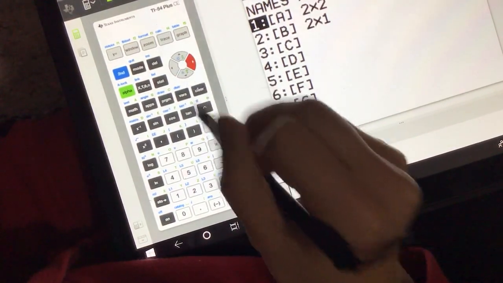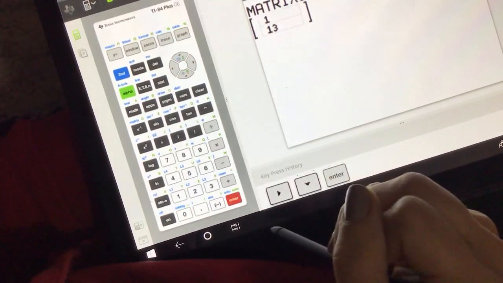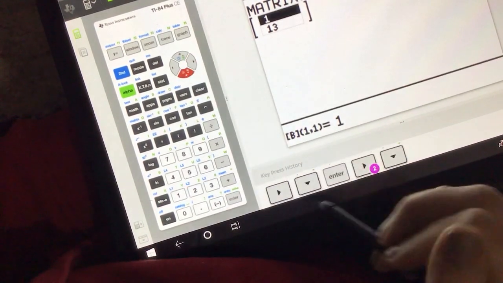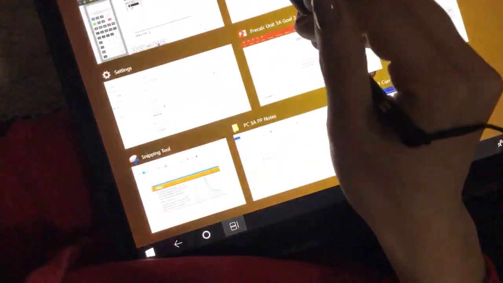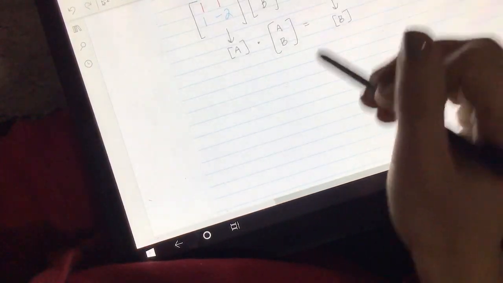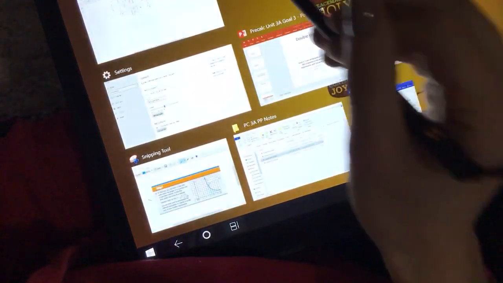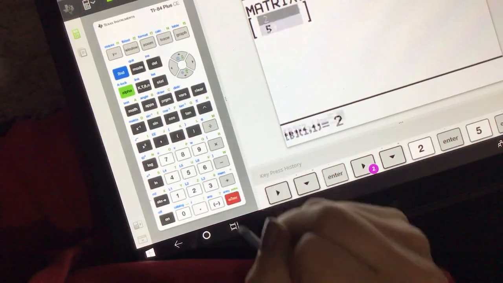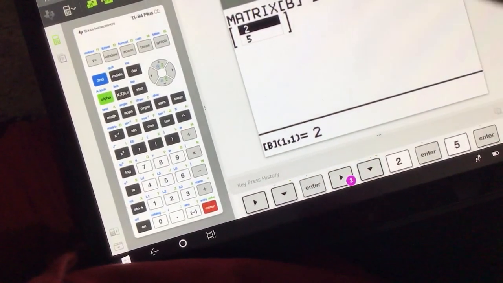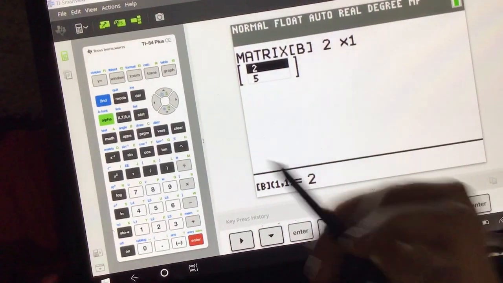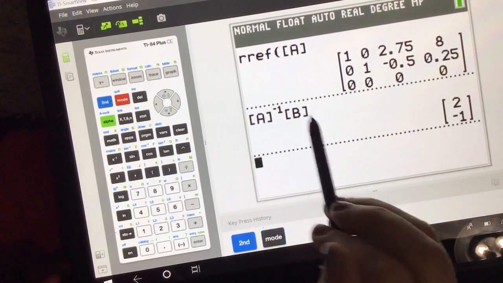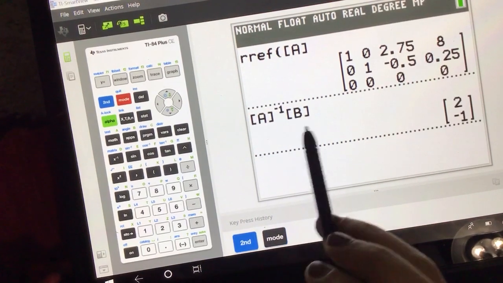This time we want to edit matrix B. It's still a 2 by 1. But this time our constants, let's double check, are 2 and 5. All right, so we have matrix A and matrix B. Go back to your home screen. We're going to type it just like we did the last time. We have A inverse times B.